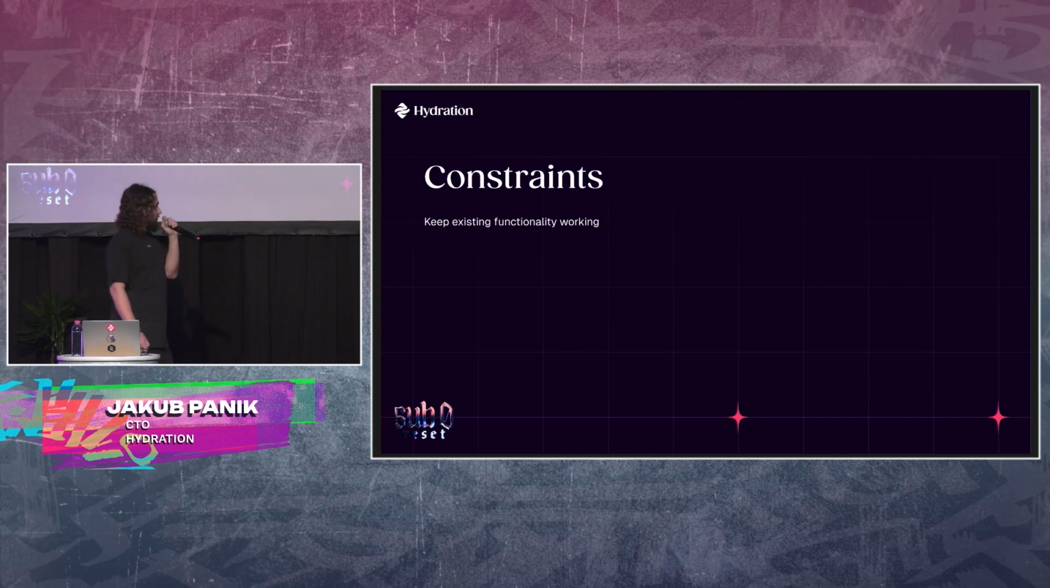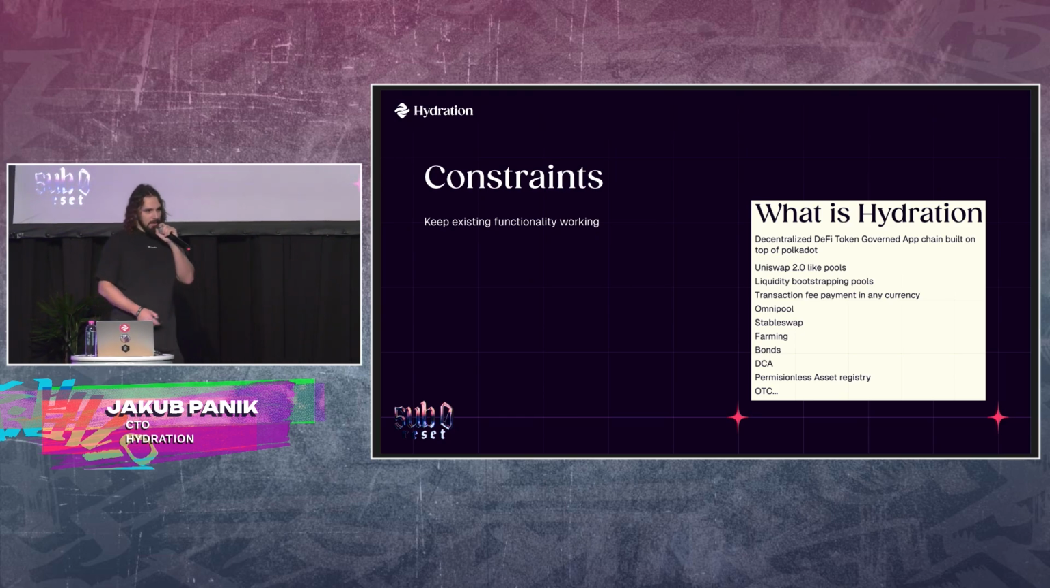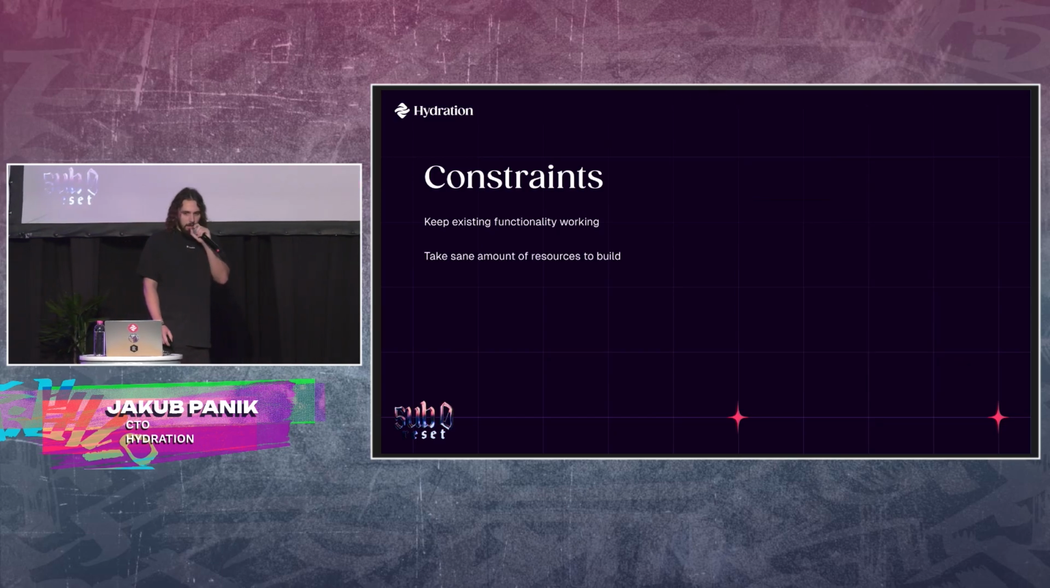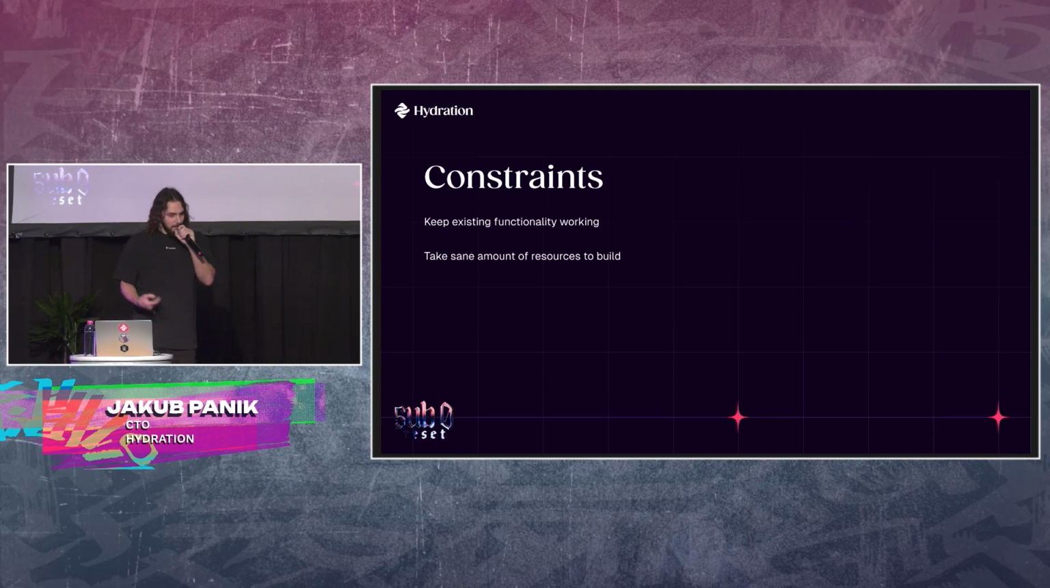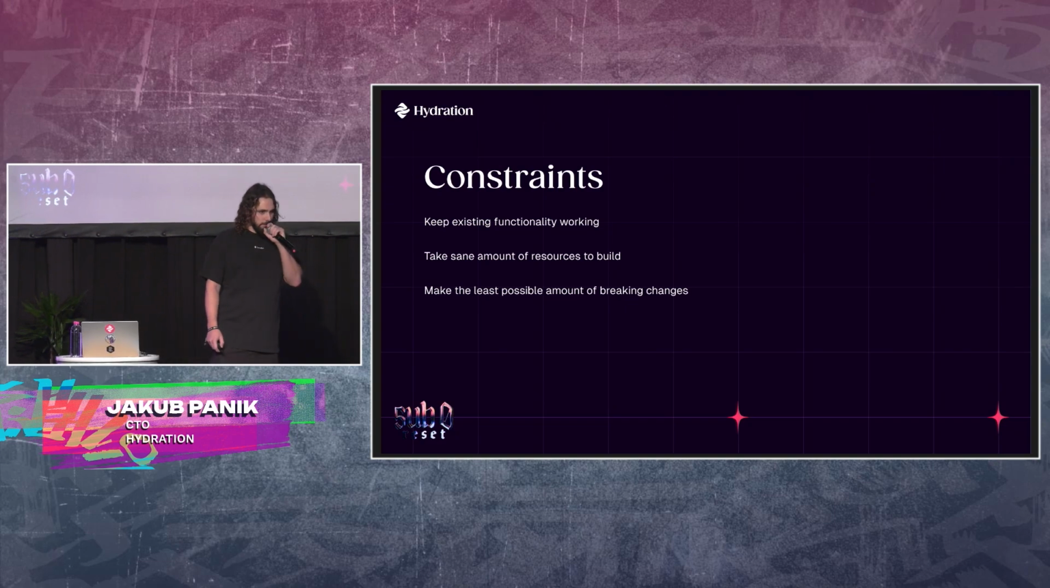So what are the constraints? We need to keep everything working because we are a blockchain. And it is not super easy task because we have more than 10 major features that we need to support in this big upgrade that is coming up. It also cannot take infinite amount to build, and it needs to be relatively cheap. And it needs to make least amount of possible breaking changes for the other developers that are using our chain.